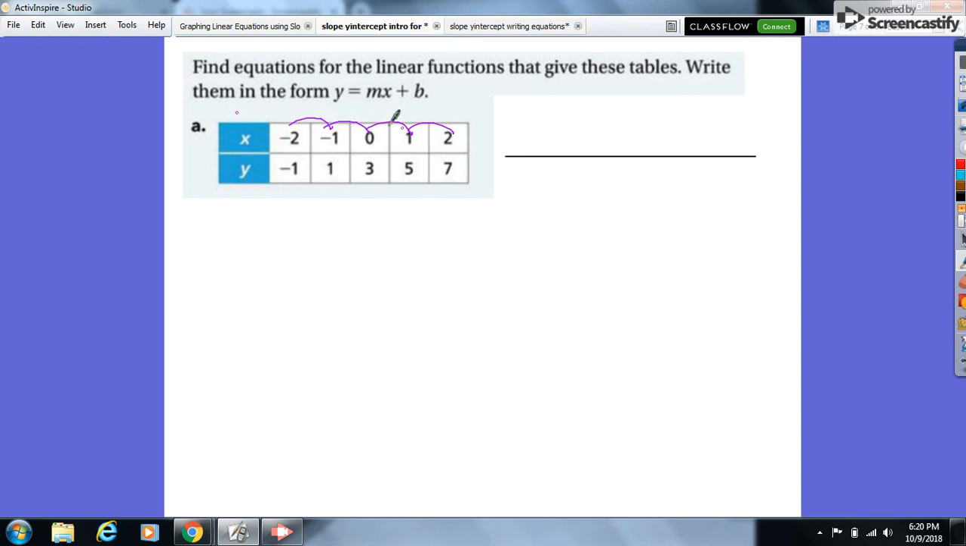As I move across this table, my X's go from -2, -1, 0, 1, 2. I'm actually adding 1 each time to my X values. So I would say my rate of change for my X's is +1. Now, looking at my Y's, I'm going from -1 to +1 to 3 to 5 to 7. So each time here, I am adding 2.